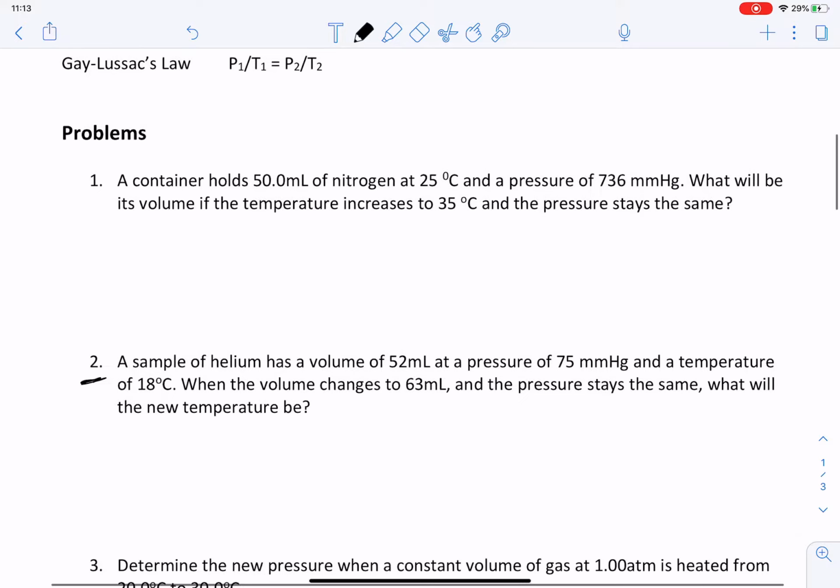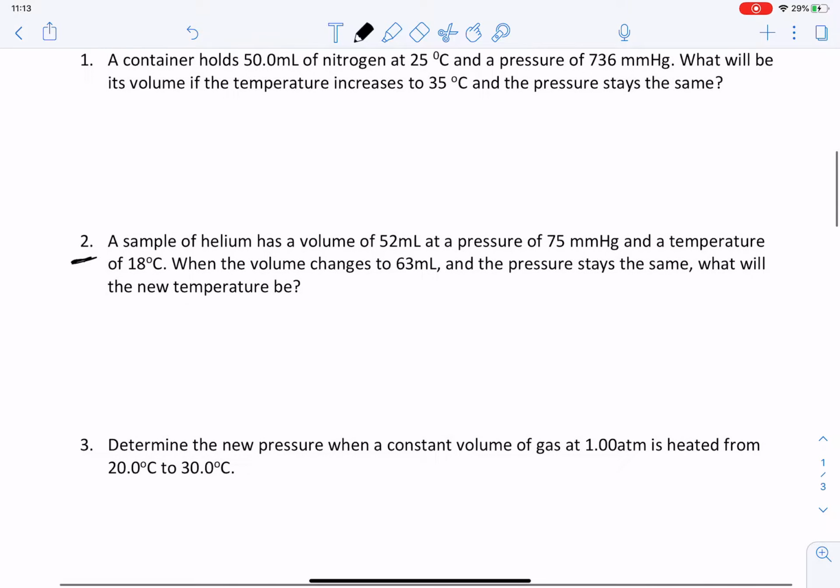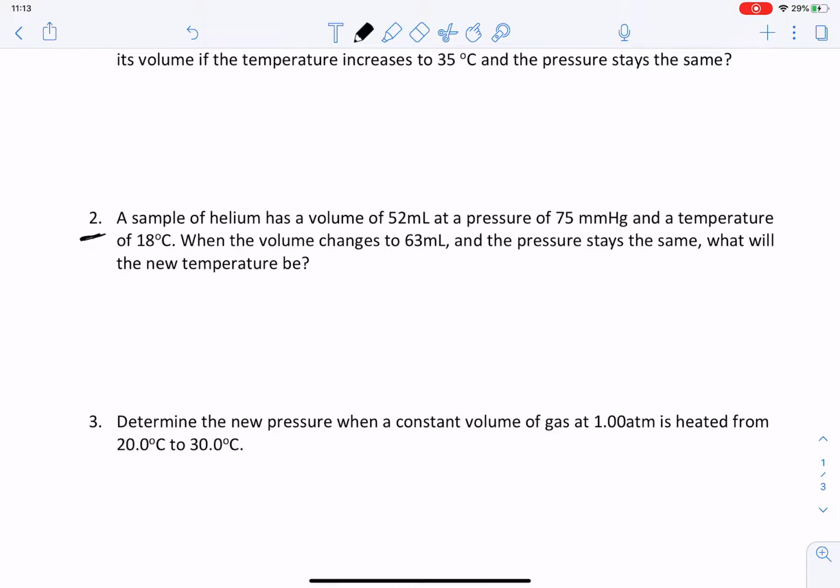Okay, so I have a few questions marked out that we're going to go over together, so you can use this to help understand or check your other answers and the setup for them. We're going to do number 2 first, which reads: a sample of helium has a volume of 52 milliliters at a pressure of 75 millimeters mercury and a temperature of 18 degrees Celsius. When the volume changes to 63 milliliters and the pressure stays the same, what will the new pressure be? So there's a lot to digest there.